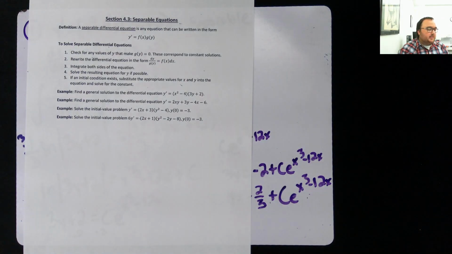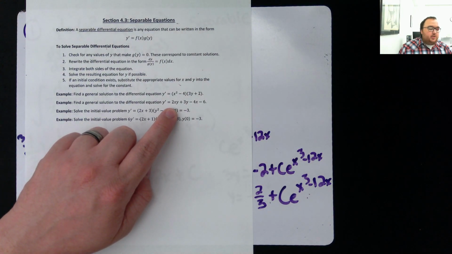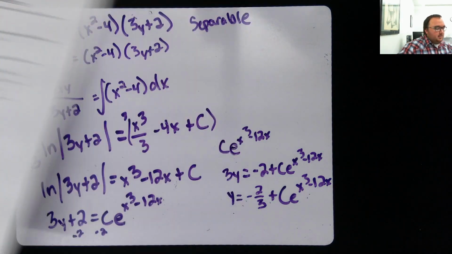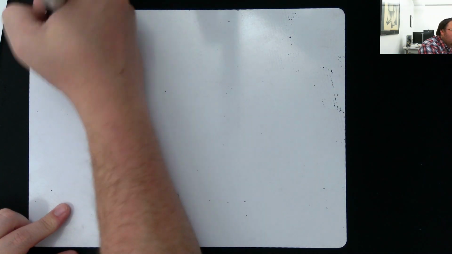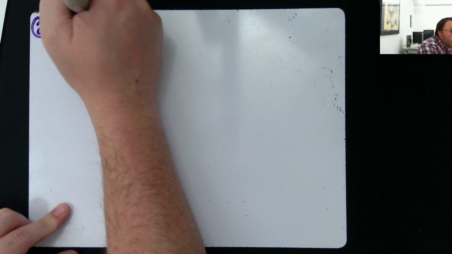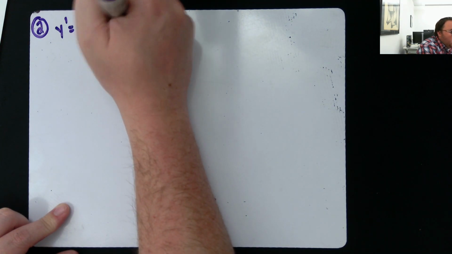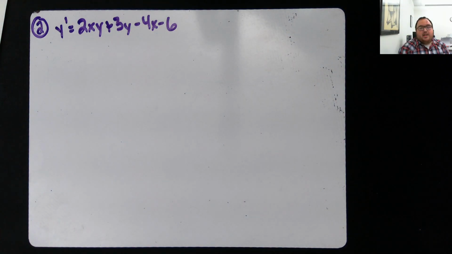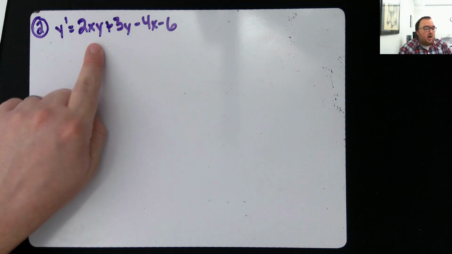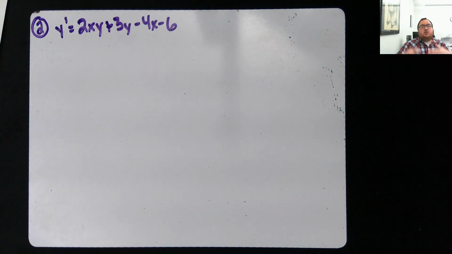Example number 2, we're going to do the same thing for y prime equals 2xy plus 3y minus 4x minus 6. At first glance, this one doesn't look like it would work because I have xy and y and an x. I don't have a function of just x times a function of just y, which is what I want. But I can factor this to where it does look like that.